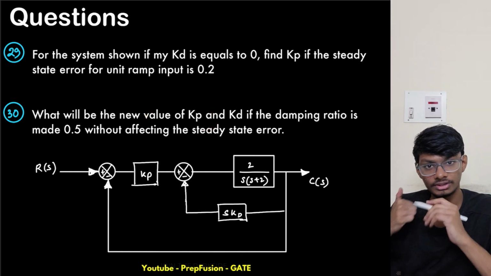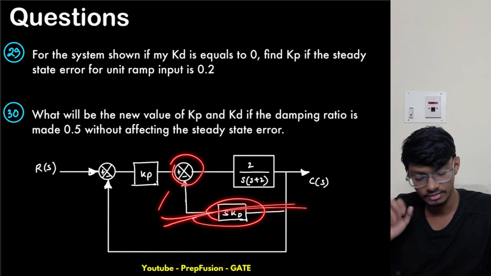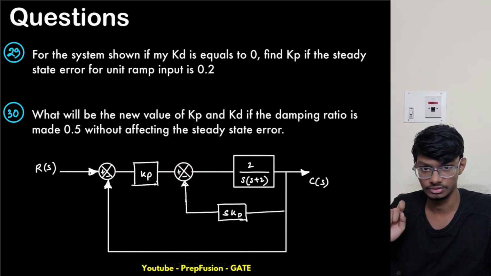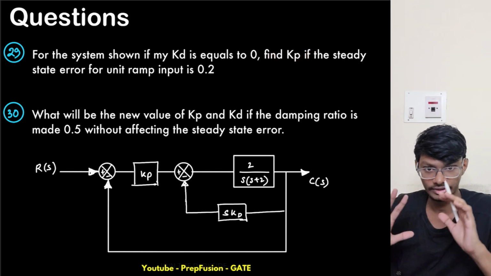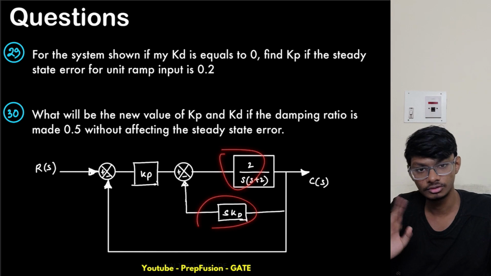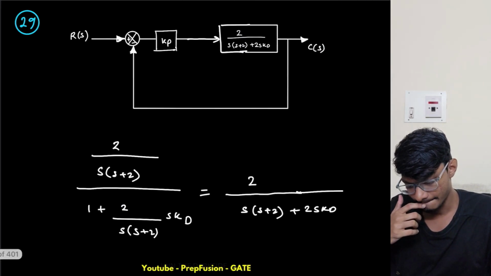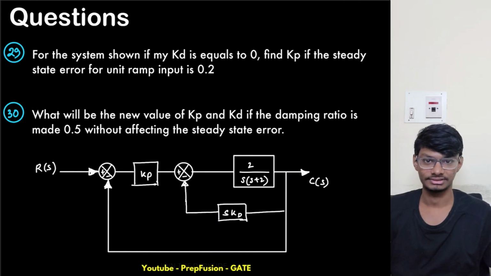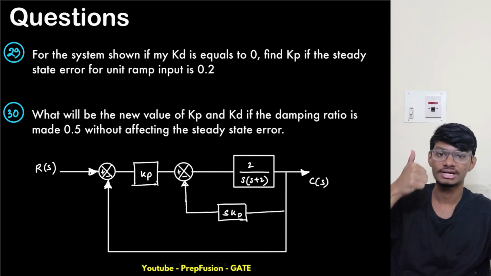But if you know the kd is 0, what do you do? This is 0, this is gone, right? So this adder, subtractor, will also be gone. Simply this will become kp into 2 by s into s plus 2. From there you can directly equate and find the value of kp very fast. But if kd is not given, kp is not given, then you have to solve it like this one, as I solved. Have you understood? So that is it for this question. This time domain analysis is not that much of a big conceptual subject as such, just formulas and practice.